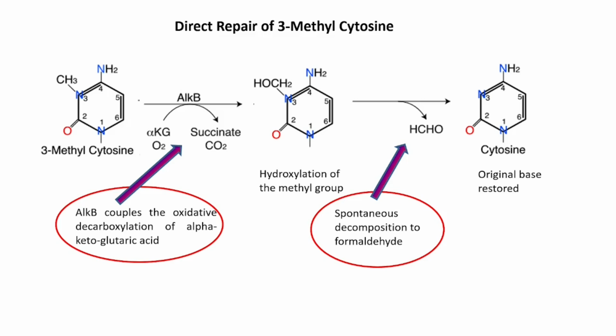A final example of direct damage reversal is the sealing of a subset of nicks in DNA by DNA ligases. However, DNA ligases can only seal nicks between 5' phosphates and 3' hydroxyls. Nicks with other configurations or nicks accompanied by additional backbone or base damage require more complicated processing prior to repair and would not be classified as direct damage reversal mechanisms.